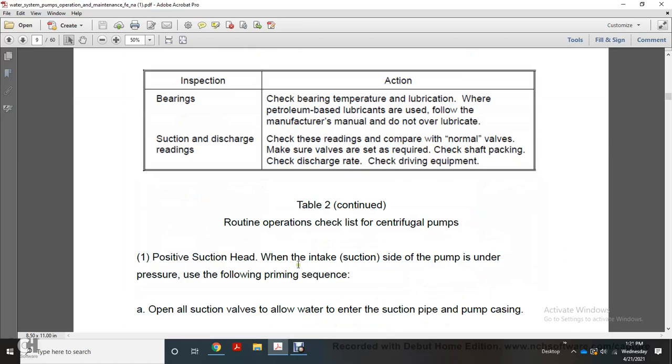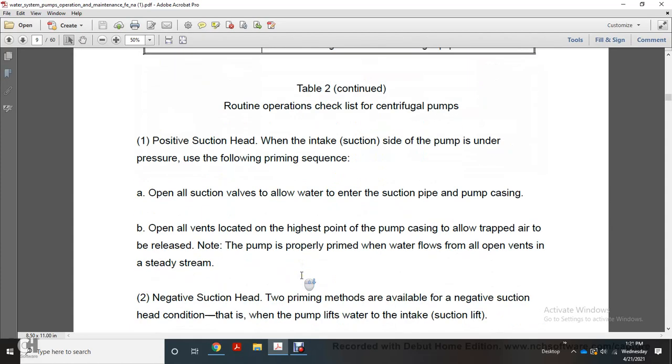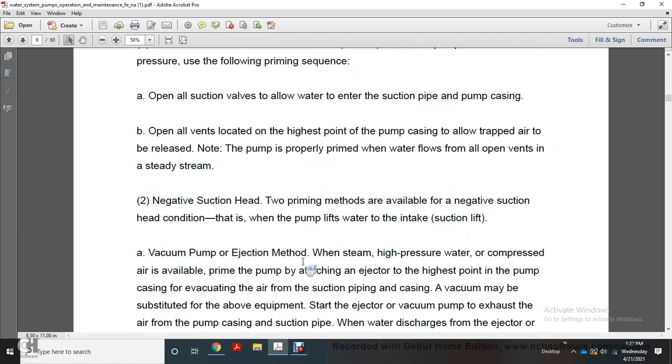Pumps with positive suction head, when the suction side of the pump is under pressure, use the following priming sequence. Open all suction valves to allow water to fill the suction pipe and the pump casing. Open all vents located at the highest point of the pump casing to allow the trapped air to be released. The pump is properly primed when water flows from all open vents in a steady stream.